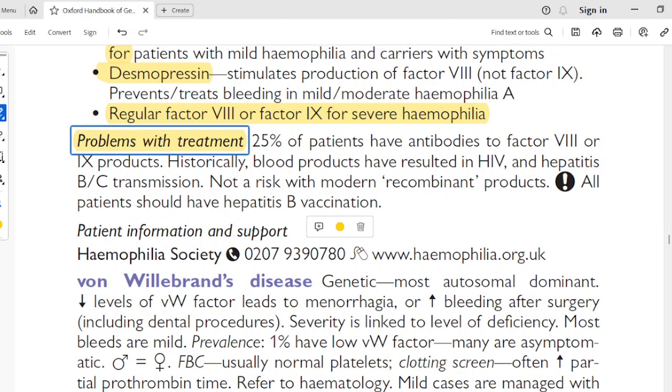Problems with treatment. 25% of patients have antibodies to factor 8 or 9. Historically, blood products have resulted in HIV or hepatitis B transmission. Not a risk with modern recombinant products. All patients should have hepatitis B vaccination.